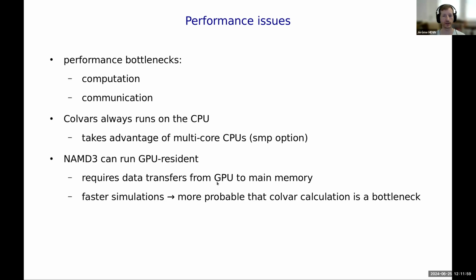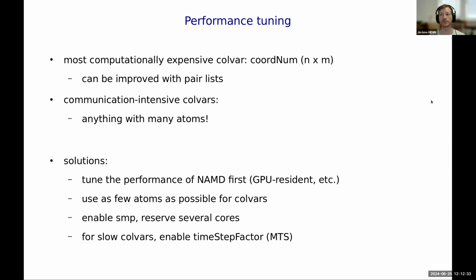And the other consequence of NAMD running GPU resident is that it's typically faster, sometimes much faster. So the faster the simulation itself is running, the more probable it gets that the calculation on the Colvars side becomes a bottleneck. Although it rarely is a very large bottleneck, because the calculation that Colvars typically does is much cheaper than all the computation of forces that NAMD has to do. So what do you do if you're not sure or if you don't get the performance that you'd like?